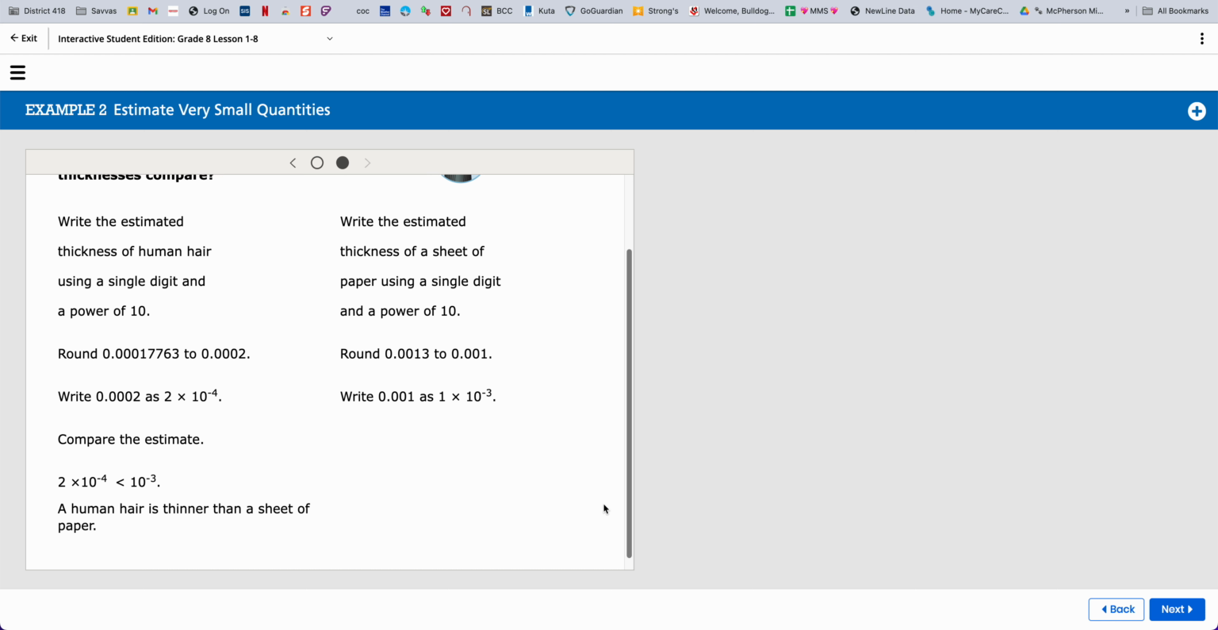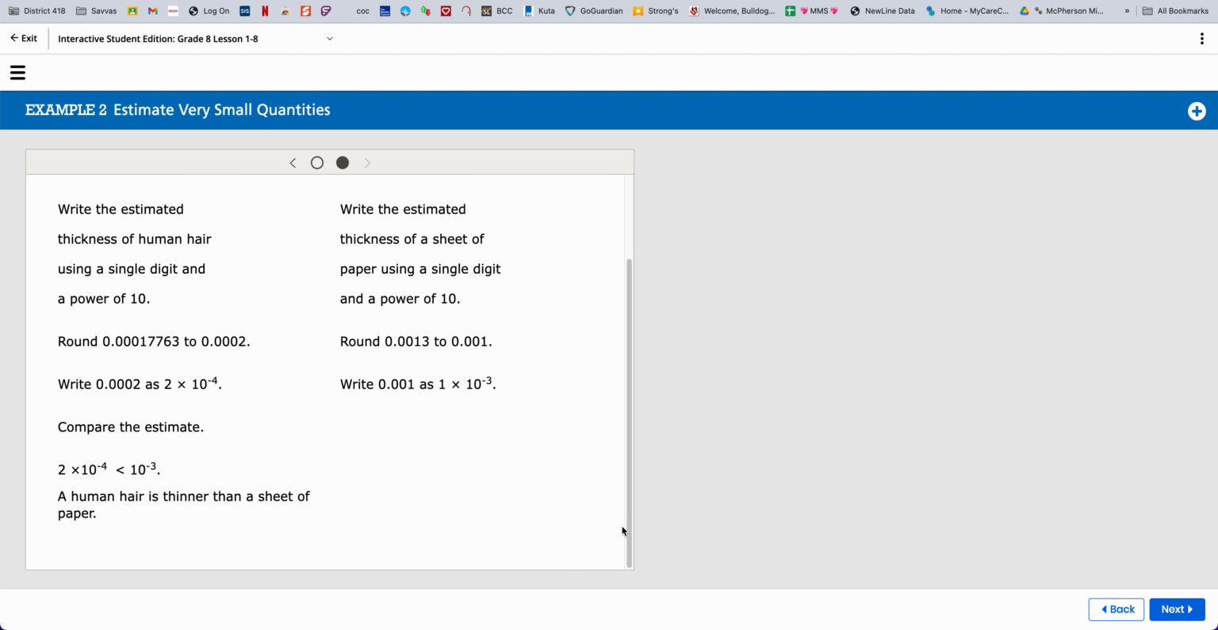So write the estimated thickness of a human hair using a single digit and a power of 10. So it's the same steps that we just did. We want to look at the first digit that's not a 0. I can see that first digit that's not a 0 right here. And so look at the next digit, that would be a 7. Since that's a 7, 5 or more, let it soar. So we're going to raise this one to 0.0002.